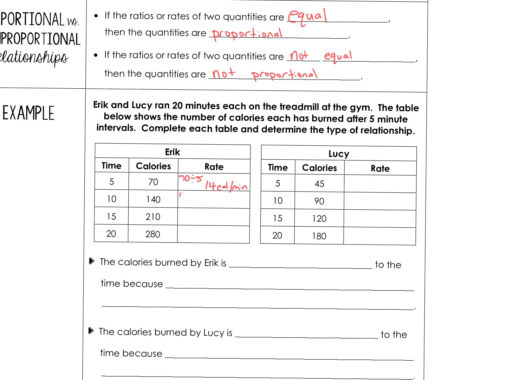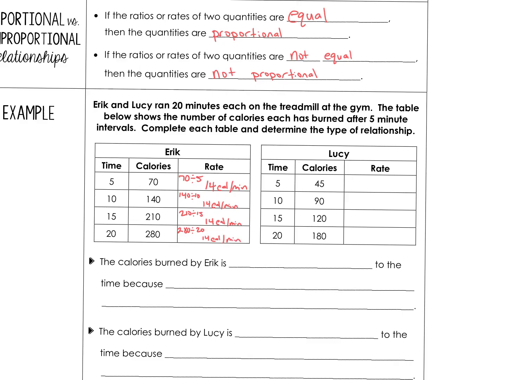So 140 divided by 10 is also 14 calories per minute. 210 divided by 15 ends up being 14 calories per minute. And then 280 divided by 20 is also 14 calories per minute.